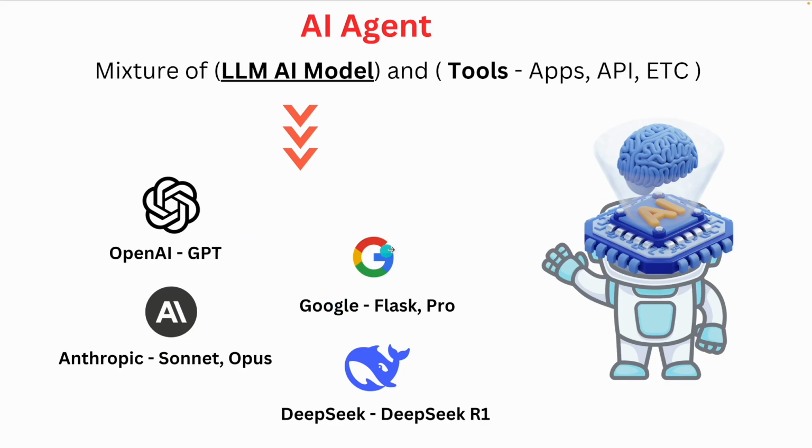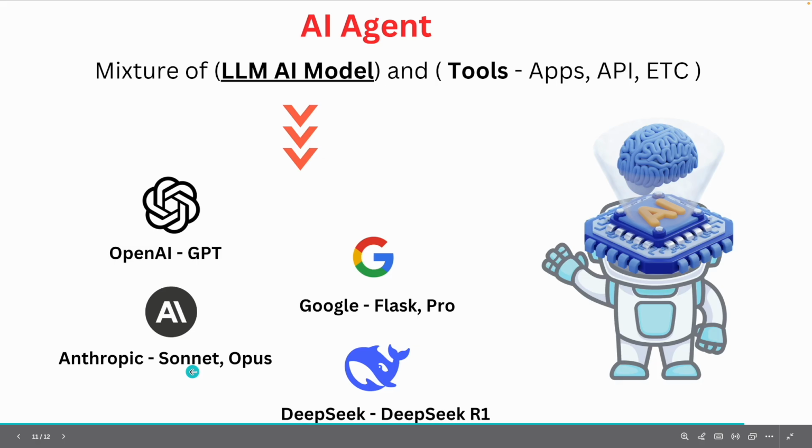OpenAI has created its own AI brain, which is known as GPT. Similarly, Google has created its own AI brains, two of them, Flash and Pro, and in future they can bring other LLM AI models. Another company is Anthropic, which also has two AI brains, or LLM AI models, known as Sonnet and Opus. Similarly, DeepSeek is another company that has created its own LLM AI model, which they named DeepSeek R1.